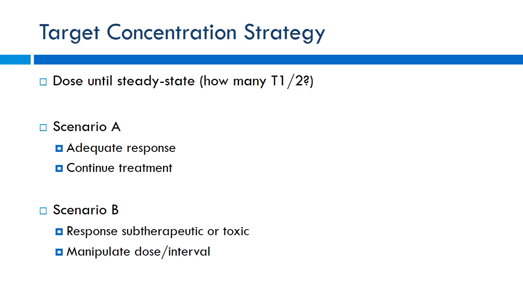So again, looking at how long it takes to get to steady state, what do we say? 4 to 5 half-lives, right? Good. So if you know the half-life of the drug, then you know how long it should take to get to steady state. Based on that, what do you think would happen if you were to draw a level before steady state? Would it be falsely low or falsely high?